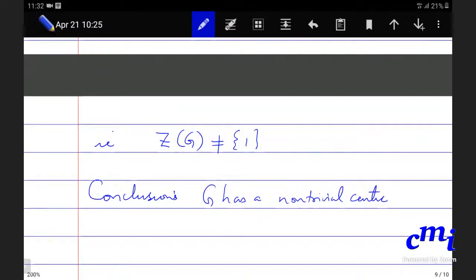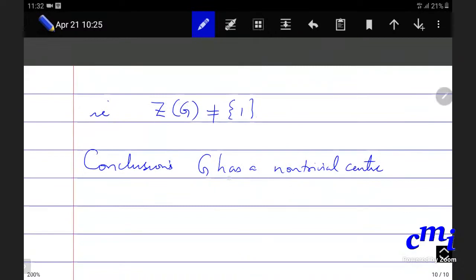In a course that had more group theory, we could probably have proved various things about small sizes, P squared, P cubed, and things like that. But now we are sort of out of time. So G has a non-trivial center. So there are groups of order P cubed which are non-abelian, but still they will have a non-trivial center. Or in other words, therefore, G is not a simple group.